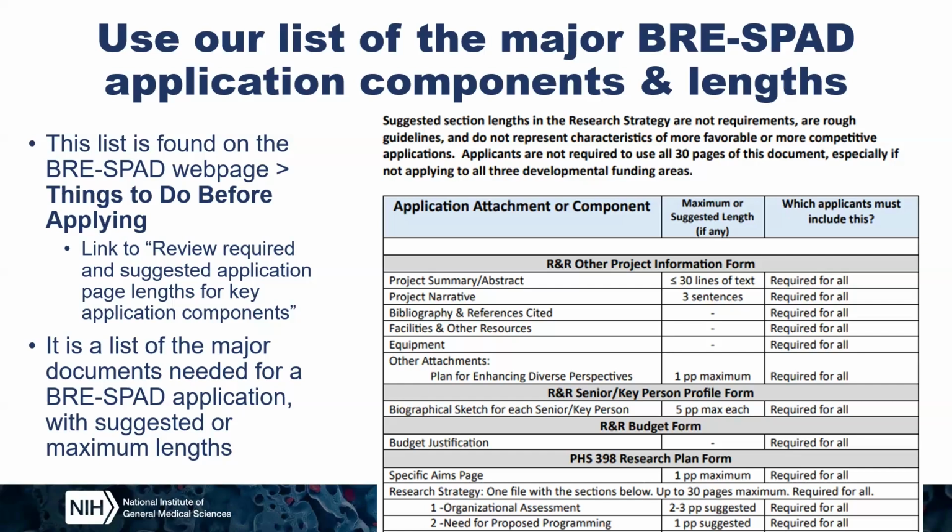The other thing that this shows you is whether that application component has a specific maximum page length. Some do and some don't. Or it may be a suggested page length, in particular for the research plan, which again, we describe more in a subsequent video. This also shows you whether this component is required for all applicants or whether it's optional.